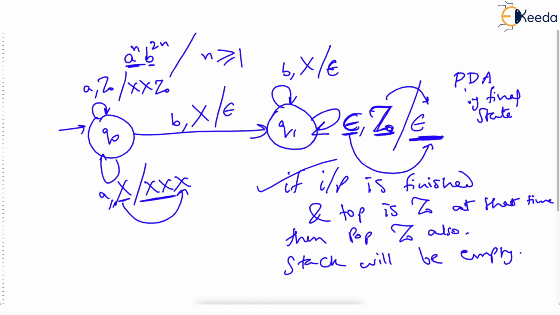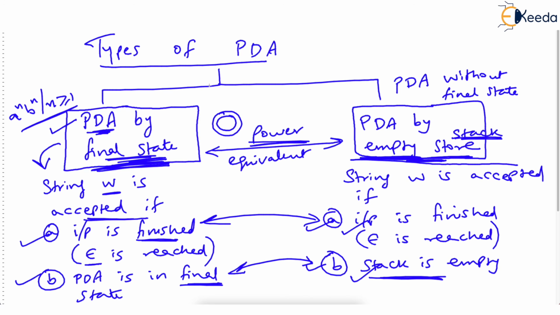Then the input is also finished, the stack is also empty, then you will accept the string. But note here such a big point: if the input is finished, the top of the stack should be Z0, only then you can pop. Because if the top is Z0, that means whatever you pushed has been popped successfully. I hope you have understood how these two PDAs are equivalent.